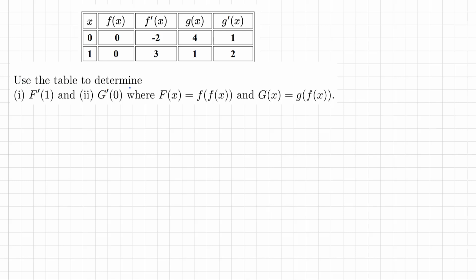Use the table to determine F prime at 1 and G prime at 0, where uppercase F is given by f of f of x. Okay, it's a composition function, and G is just g of f of x, another composition function. So whenever we have a composition, we need to use the chain rule. Okay, what is the chain rule, by the way?